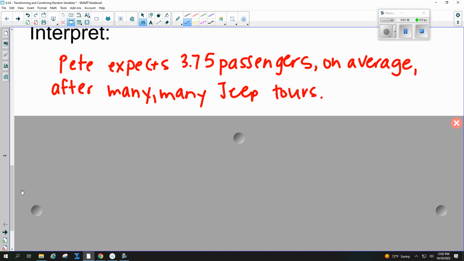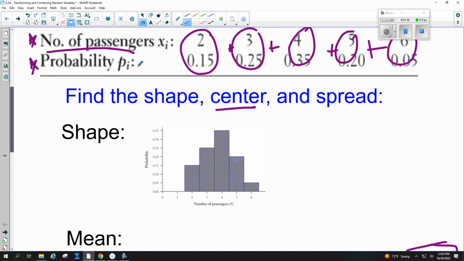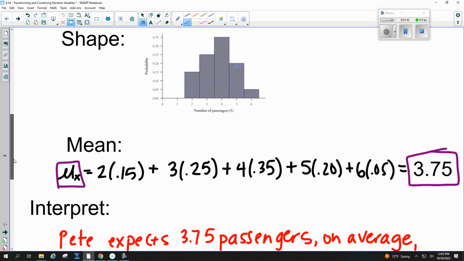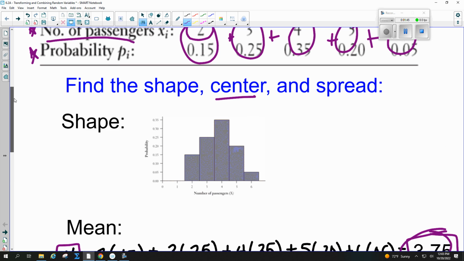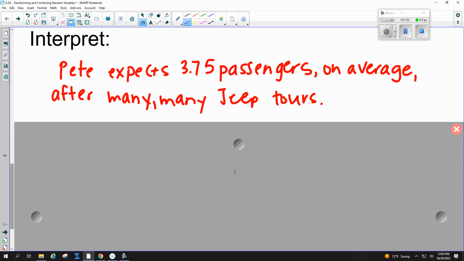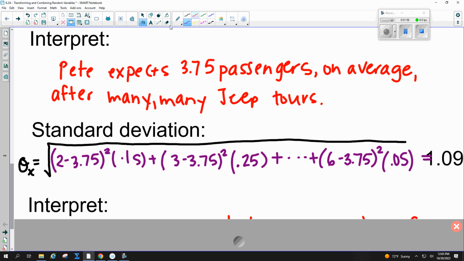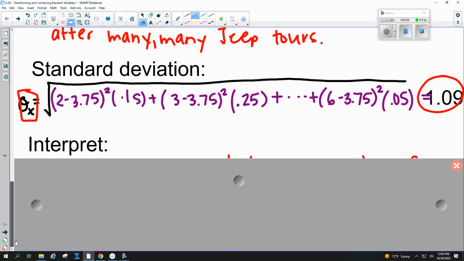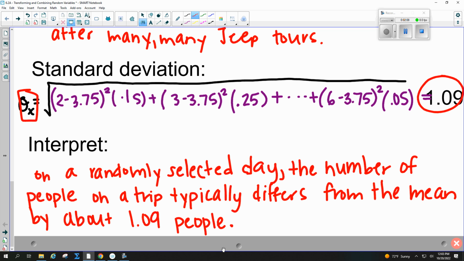Okay, for standard deviation, again, same formula you guys already know. So you take the data point minus the mean that you got here squared times its probability plus the next data point minus the mean squared times its probability plus the next data point minus the mean squared times its probability all the way through, and then you square root the entire thing. All right, notice the notation here. You have sigma x, so it's the standard deviation of the passengers. Okay, then you need to be able to interpret that standard deviation. So on a randomly selected day, the number of people on a trip typically differs from the mean by about 1.09 people. So always remember, it's your typical distance from the mean.